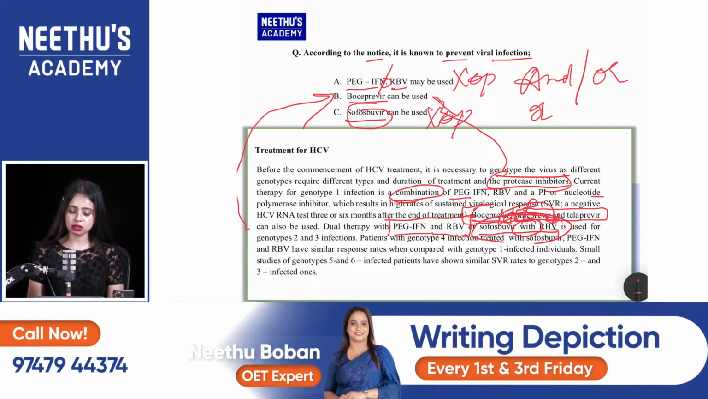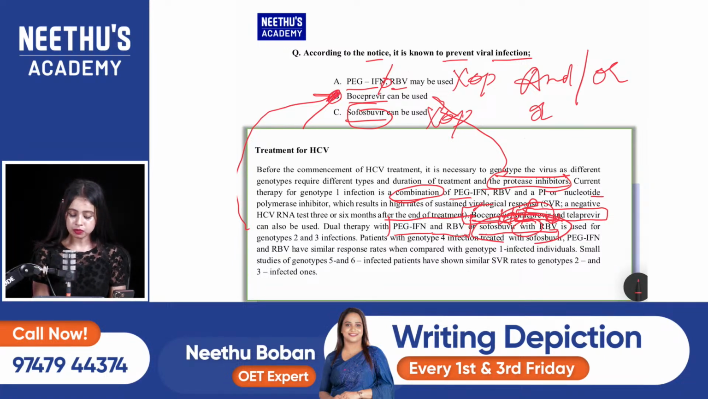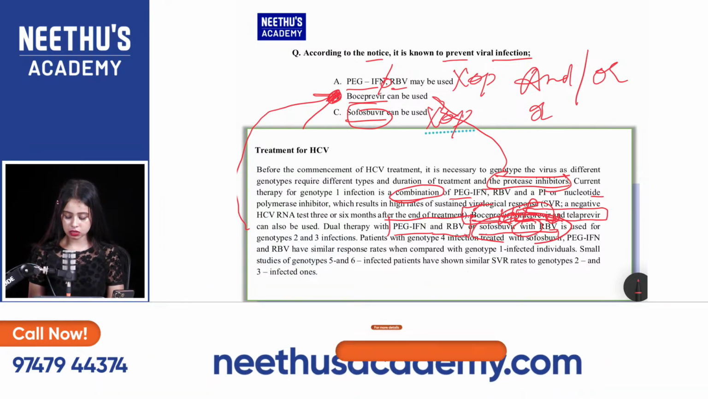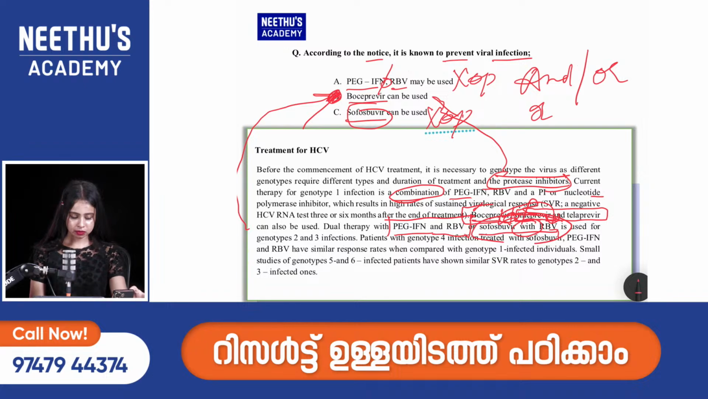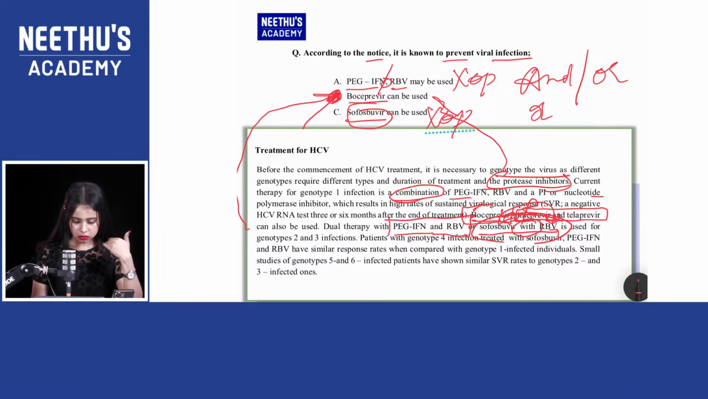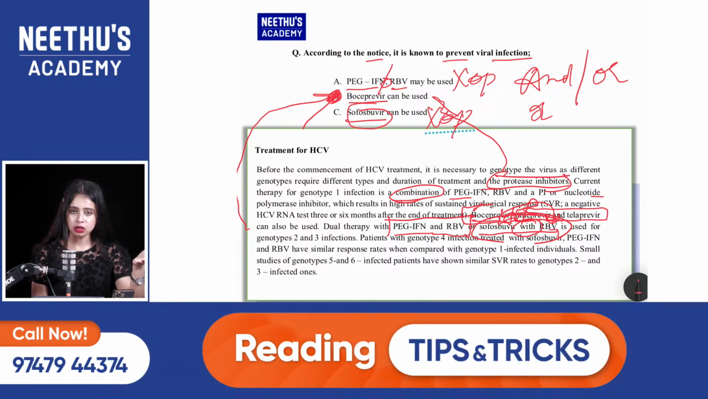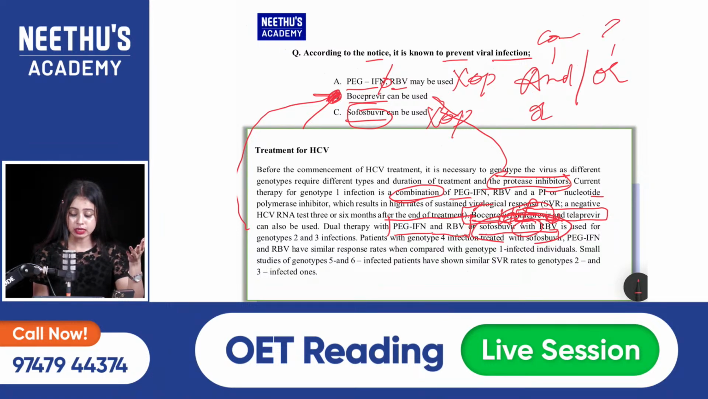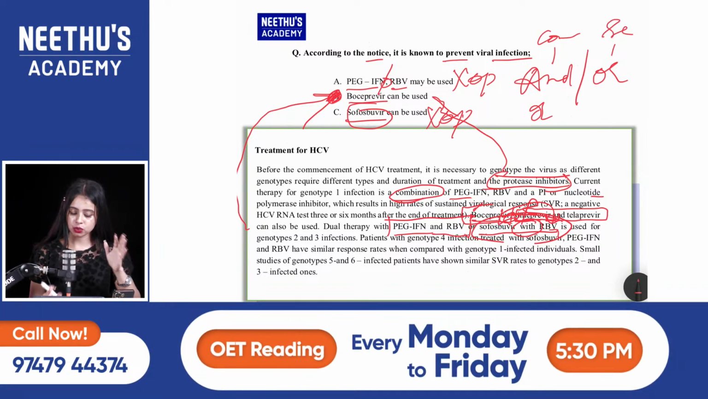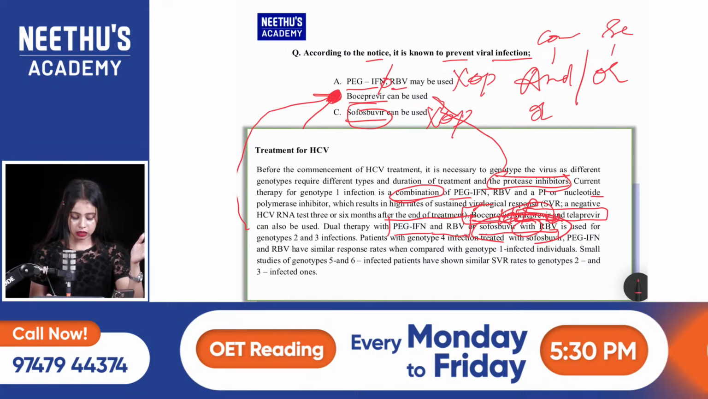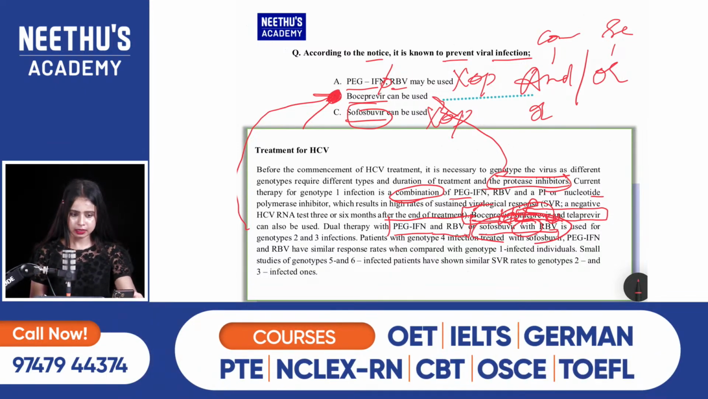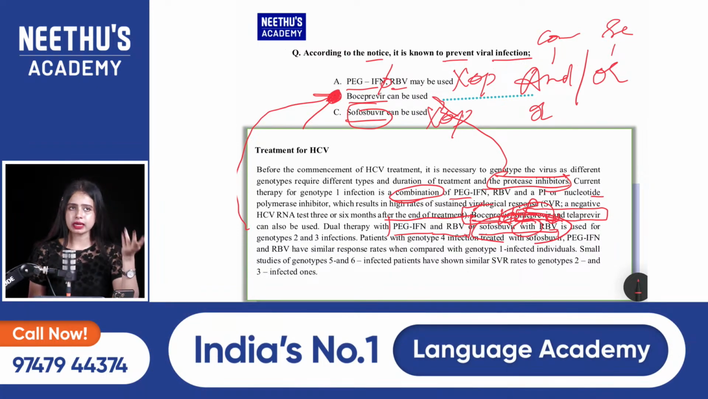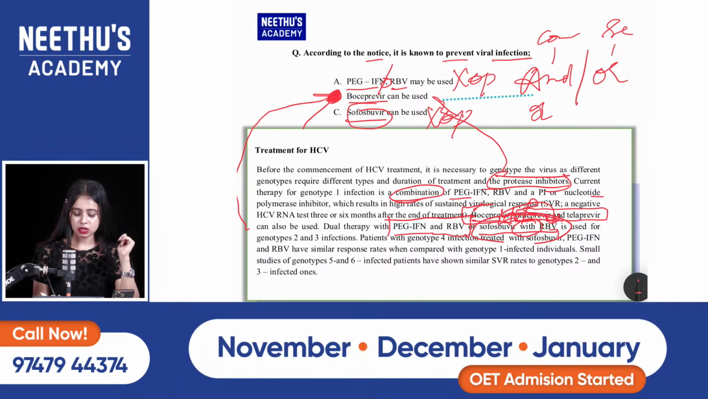So what is the correct answer? The answer is option B, Boceprevir, which is known to prevent viral infection. Okay, clear? Any doubts? Did you understand the difference between 'and' and a comma? 'And' always shows combination, and 'or' shows separation. That is the difference. So the answer is option B. Only Amy and Sanila got the correct answer, right? Very good. It was a little bit difficult question, and the majority of you maybe got option A.